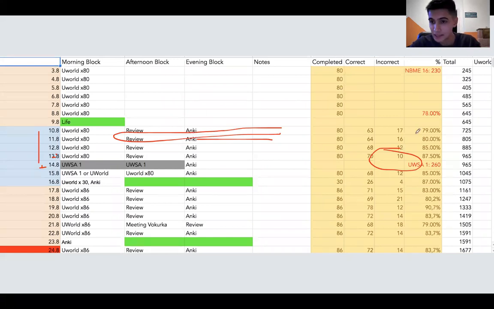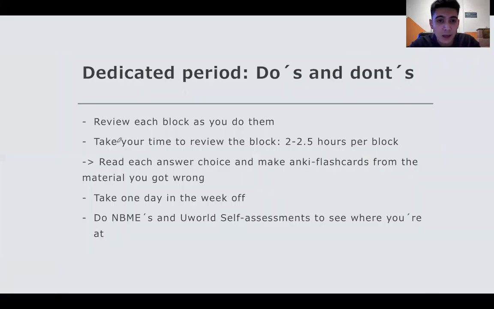So here you can see my progress overall. I really started very high, around 70, around 80% already at the beginning of my dedicated period. And yeah, that's it. So, dos and don'ts for the dedicated period.